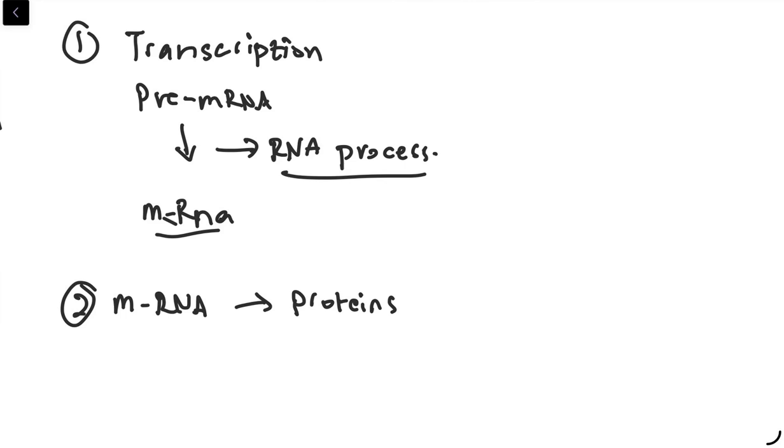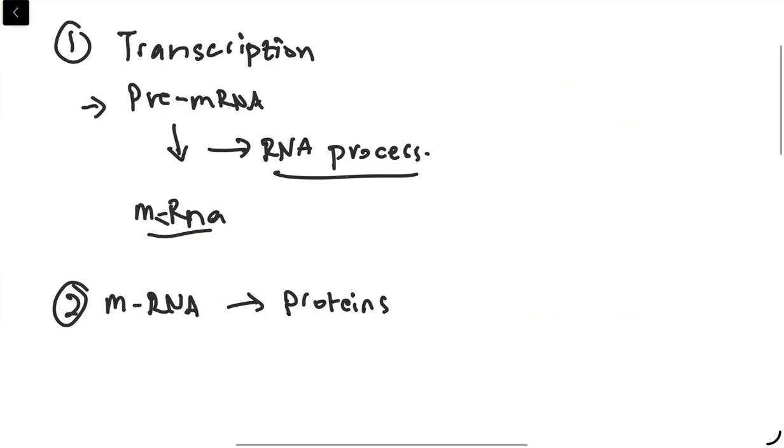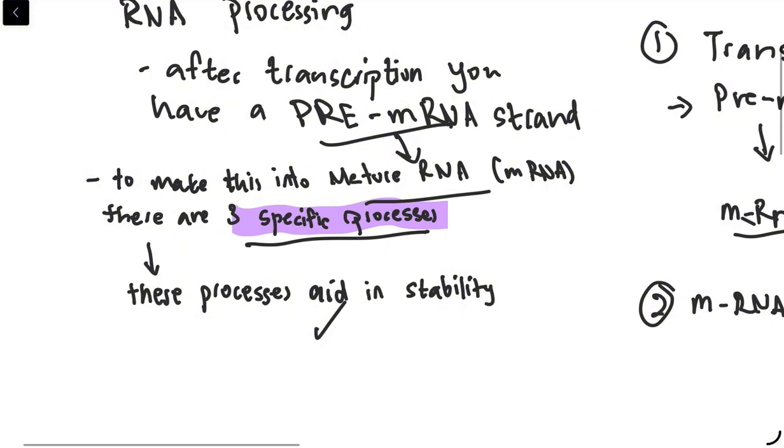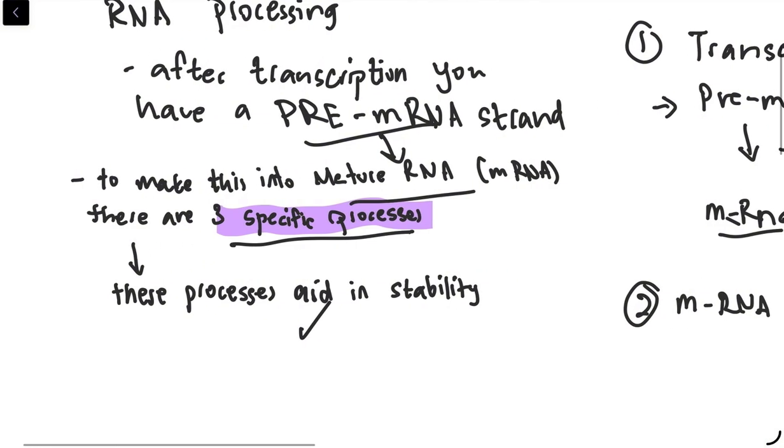So essentially what we want to first know is that RNA processing, or in other words post-transcriptional modification, occurs right after transcription but before translation. So it still happens in the nucleus. All it does is turn the pre-mRNA strand that we got from transcription into mRNA, mature RNA. And this process is mainly done to aid in stability as well as other things.